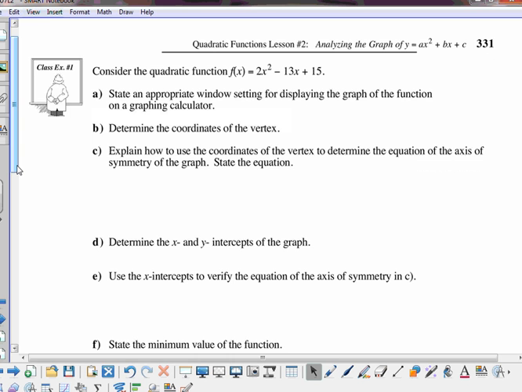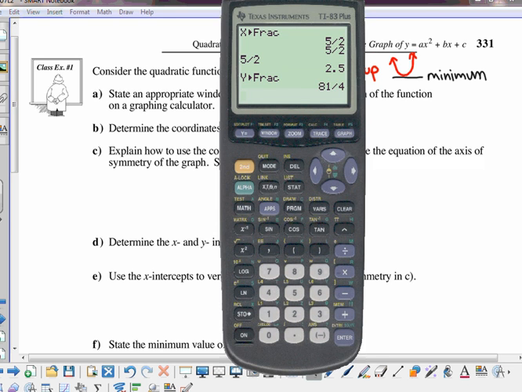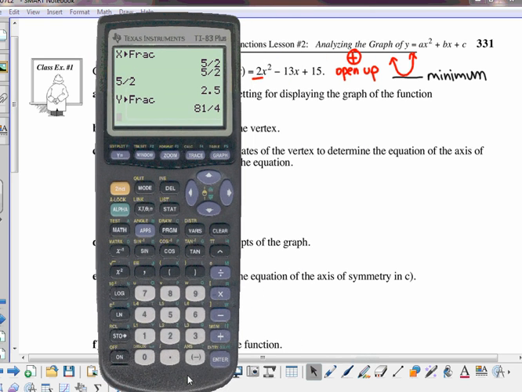Okay, so we're going to try it again. Now, just looking at this graph, looking at the number in front of x squared, is it going to open up or down? It's going to open up because it's positive. So positive, open up. So if it opens up, are we going to have a max or a minimum value? Looking at the picture, minimum. Okay, so state the appropriate window. So let's see what windows we need to change this to. So grab your graphing calculators. Let's graph it and go standard to start off.